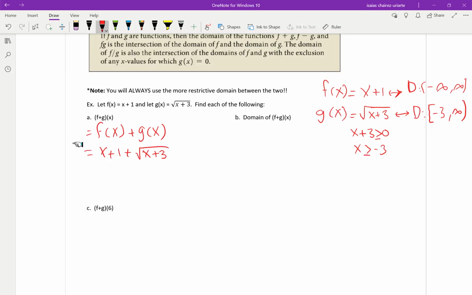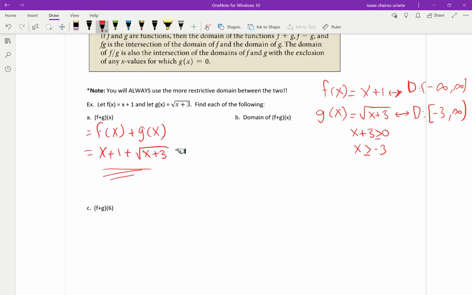And I guess that's all there is to do here. If I could collect like terms, if there were some other constants that I could combine with constants or x's with x's, I would do so. But in this case, there really isn't much to do here. That is, I guess, as far as we can take that. So that's our first answer there.